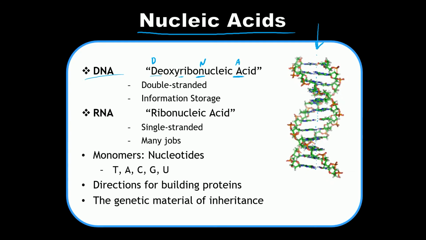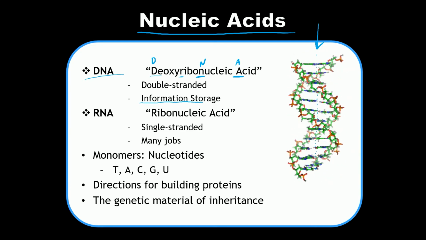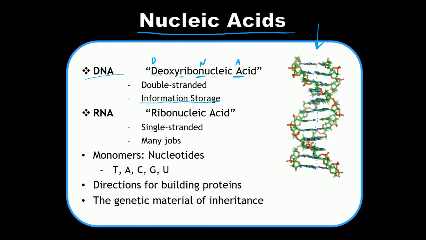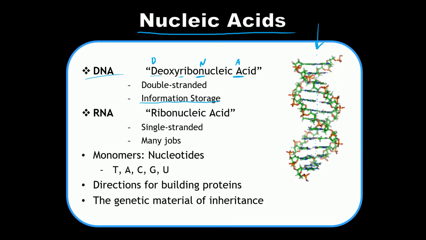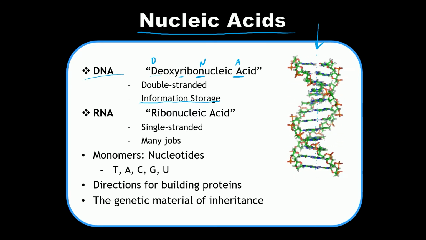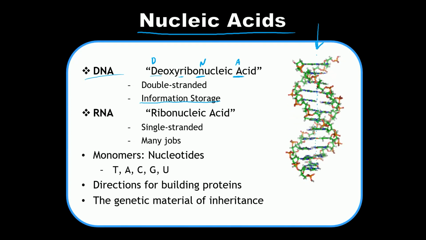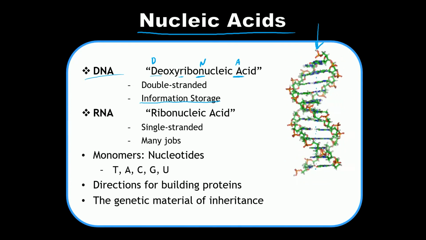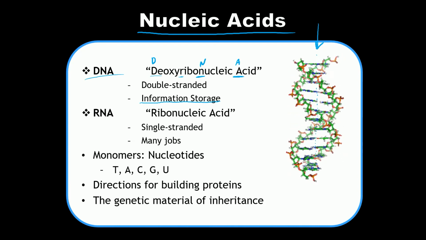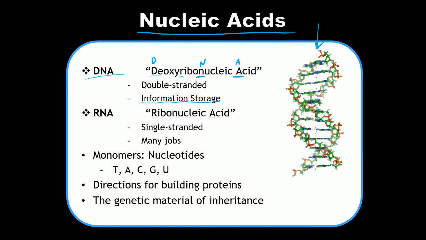Now, the purpose of DNA is information storage. That's what it's really, really good at. It's good at storing information and copying itself. But we're going to have a whole section where we talk about how DNA copies itself and how it stores information and how that information is used to make proteins and how those proteins make other types of molecules. So for right now, just for introductory purposes, this is a DNA molecule. Its job is information storage.